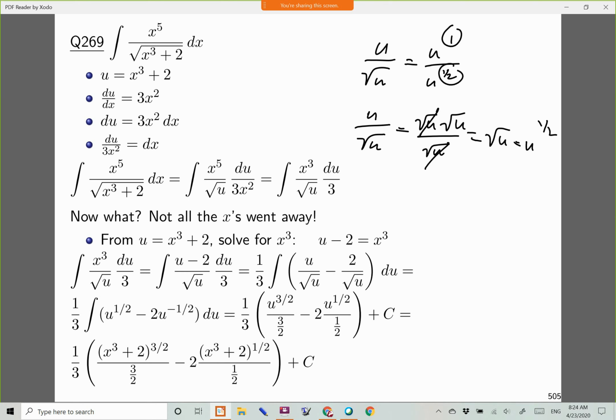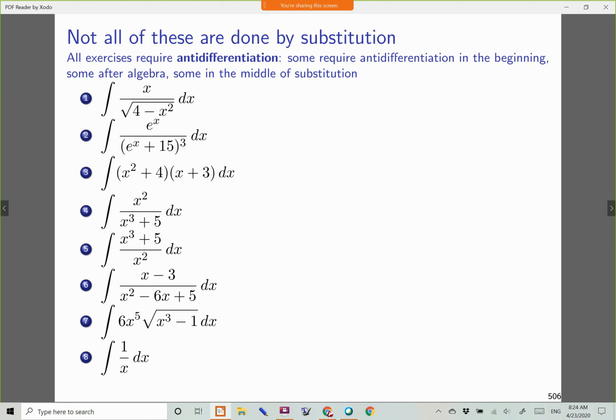Okay, what I'd like to do then is put these problems up. Sorry, they're a little scrunched here, but I wanted this text, okay? Not all of these 8 problems are done by substitution. So for some of these questions, you don't do a u equals, right? All of the questions are going to require anti-differentiation at some point, either right away or right after a little bit of algebra tweaking. That anti-differentiation might occur in the middle of the problem, like what happens with substitution. But some of these will require substitution, some of them won't.